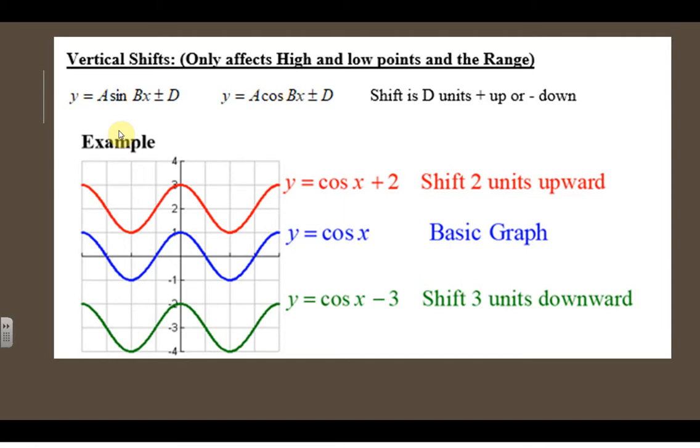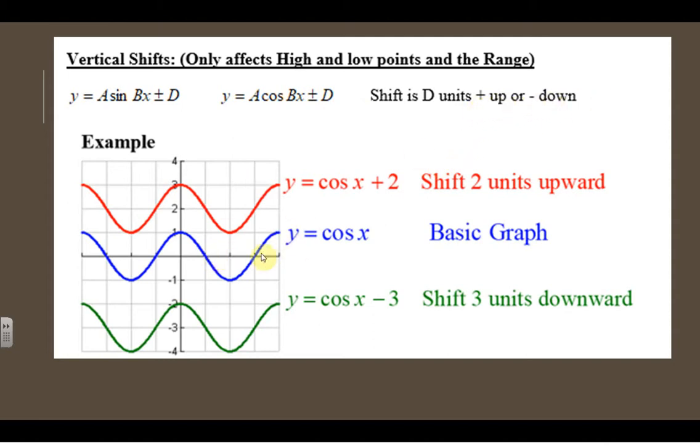So, quick reminder. Vertical shifts affect how high and low you go. That's always going to be whatever's being added outside of the function. See how over here we have the different functions, sine and cosine. It could be a plus or a minus. This random number out here, that's your vertical shift. If it's positive, you go up. If it's negative, you go down.